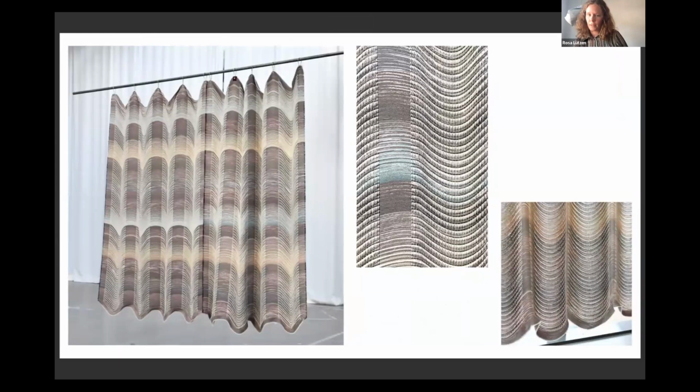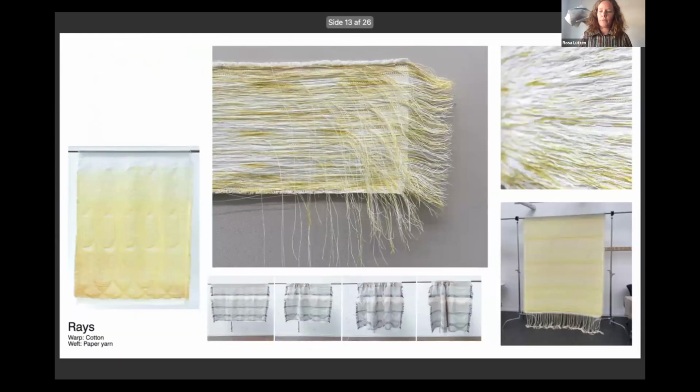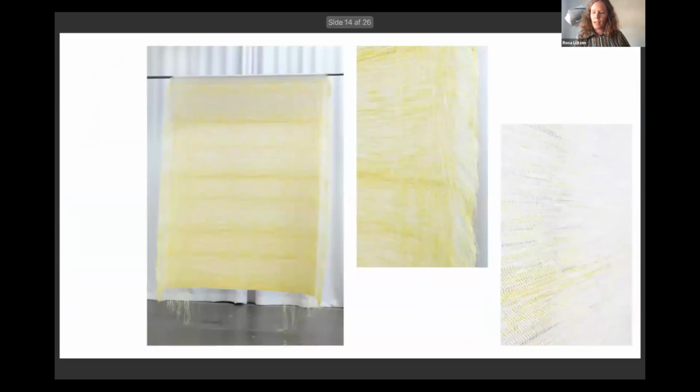The next one is called Rays, and it's from my research on floats. It's an irregular pattern with long floats. Then I have been working with unraveling threads in the sides to give the textile a more dramatic effect.